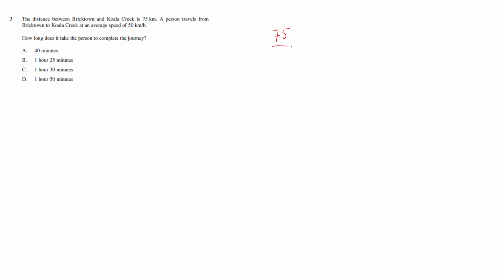So distance, if you divide it by speed, you will get the time. So speed is 50 kilometers an hour, distance is 75 kilometers. So if you do that, you get 1.5 hours. 1.5, what is 0.5 hours? 0.5 hours is equal to 30 minutes. Right, so it's 1 hour 30 minutes, and that is option C.